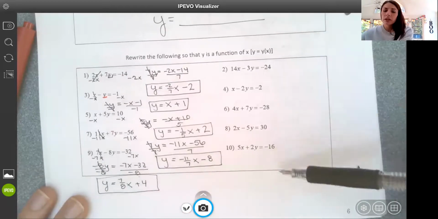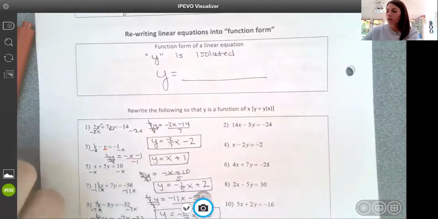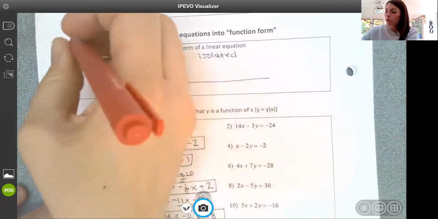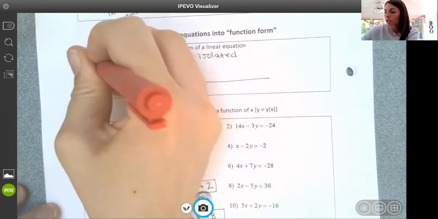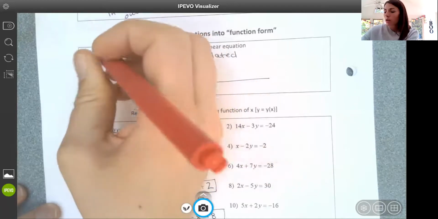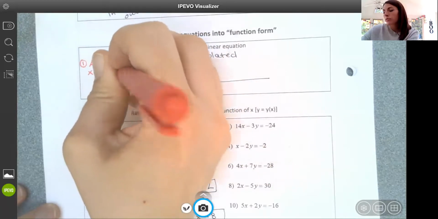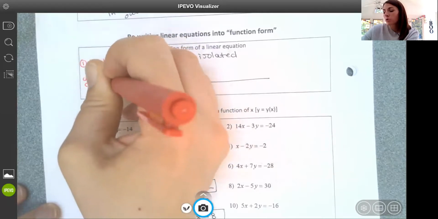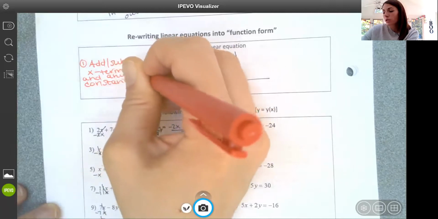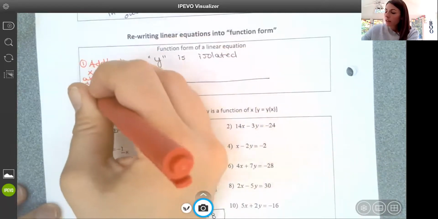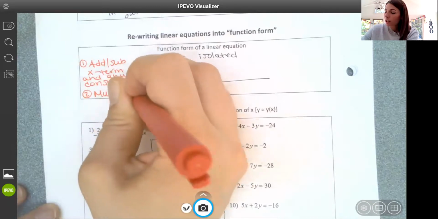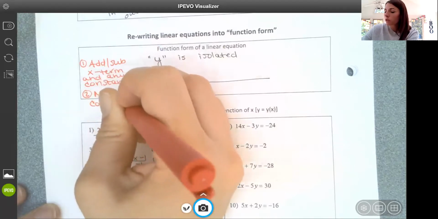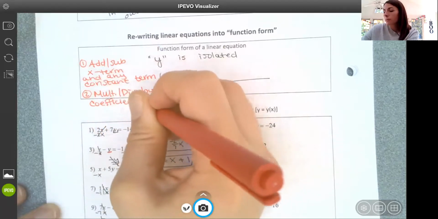Before I let you try some on your own, I'm going to go back up here. It's all about getting y isolated. To do that, many times we want to do any addition or subtraction moves first: our x term and any constant terms. Sometimes you have more than just your x term over there that you need to deal with. And then we were multiplying or dividing by the coefficient in front of y.